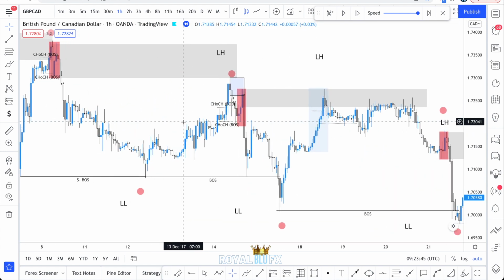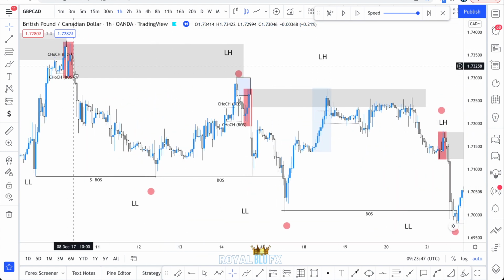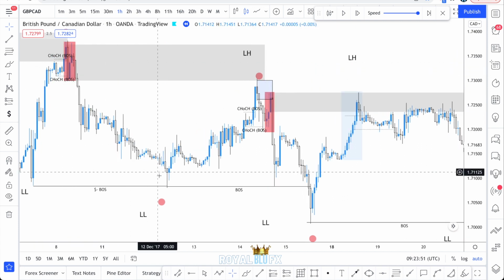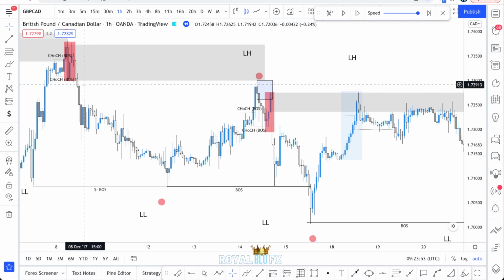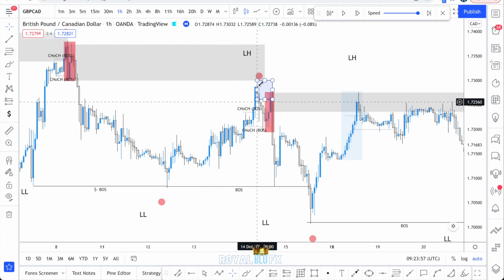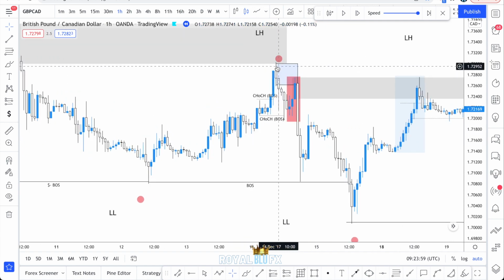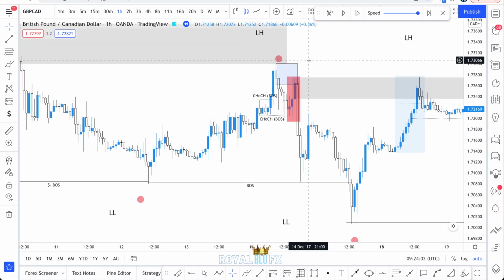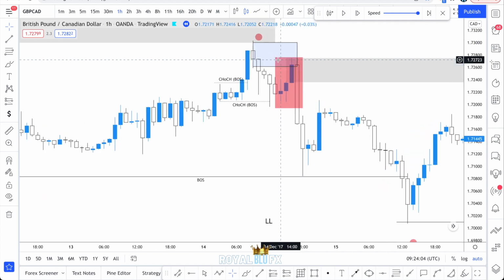As you can see over here, from the very high, we have an area where price broke structure right over here. All right, and when price broke structure, it didn't come up right away to mitigate this area. Instead, it came back later and tapped this area of interest, the supply.